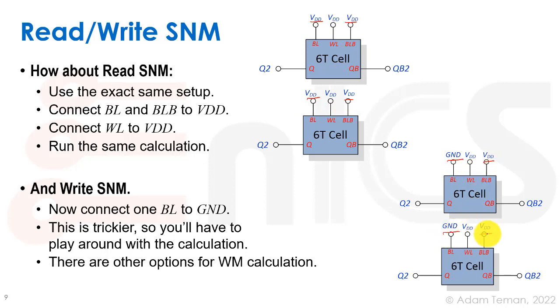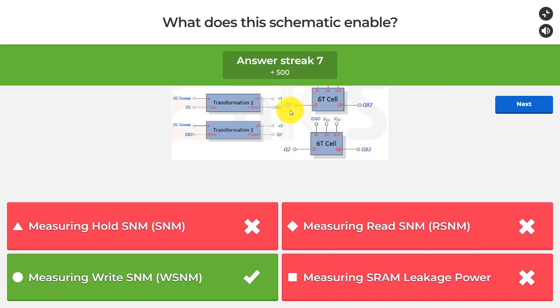It should be pretty much symmetric, so we don't necessarily have to do this on both sides, but due to process variation and so forth, or if you're using a non-symmetric bit cell, then you would have to do it for both writing a 1 and writing a 0 to the cell. What we saw in the Kahoot picture was, as we can see over here, we have ground and VDD on the picture. That means we're checking a write 0 situation, so we're measuring write SNM with this schematic.